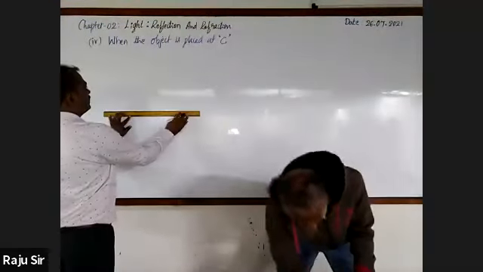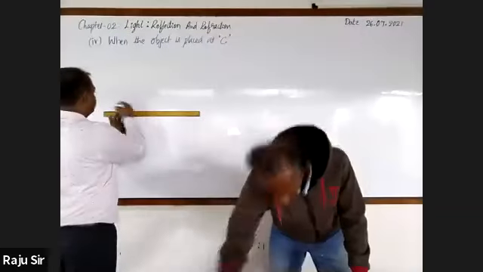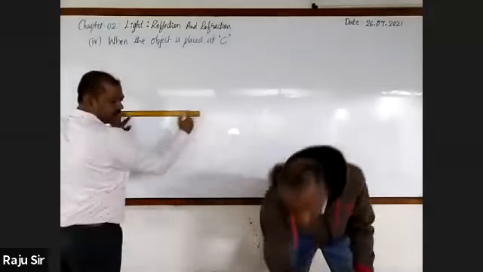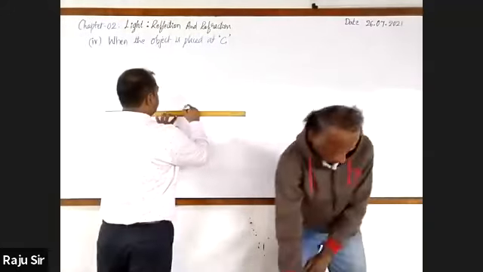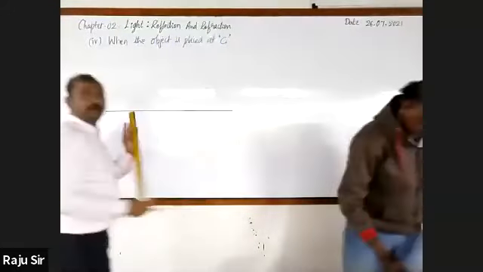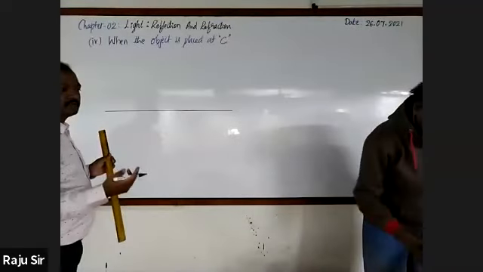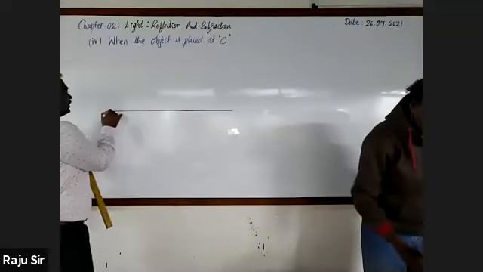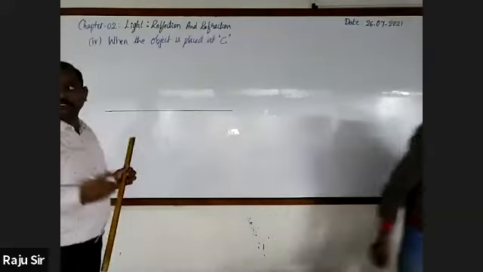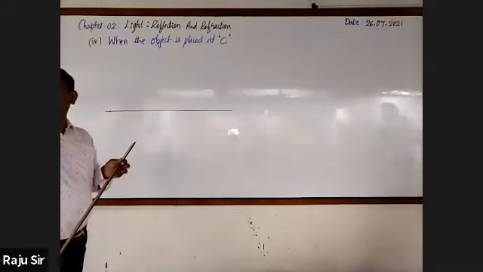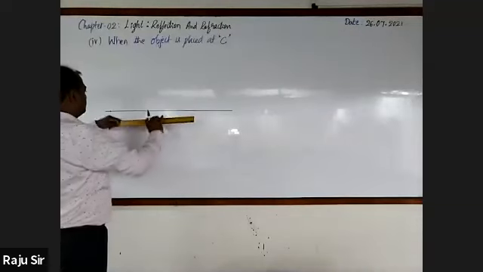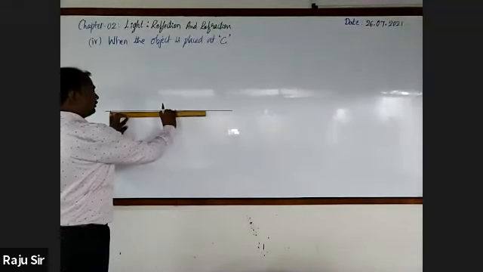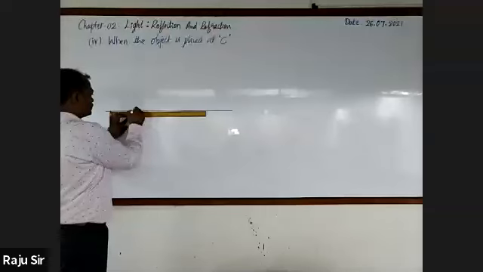First draw a straight line. Then after that, go on marking for every unit distance. For a comfortable distance, you may take 2 centimeter. Now, let me go on marking for every 2 centimeter.